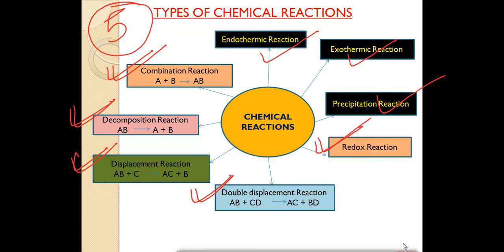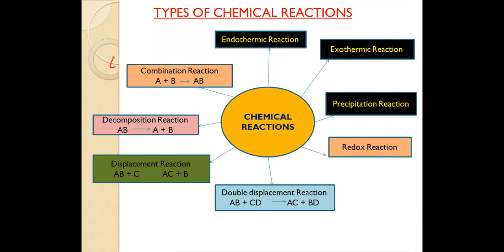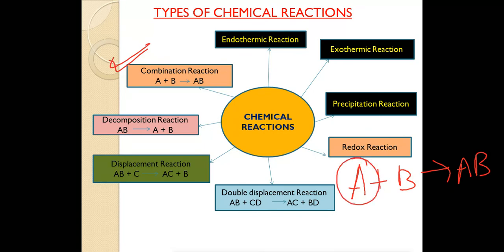So first of all, let us understand what is the meaning of combination reaction. From the name you can understand combination means when the substances combine together we are getting a single product. So in combination reaction, two substances will combine together to give you a single product. Whenever two substances combine to give a single product in a reaction, that is a combination reaction. For example, A will react with B to give you AB. AB is a single product. It is an example of combination reaction. A is reacting with B to give you a single product AB. So it is an example of combination reaction.